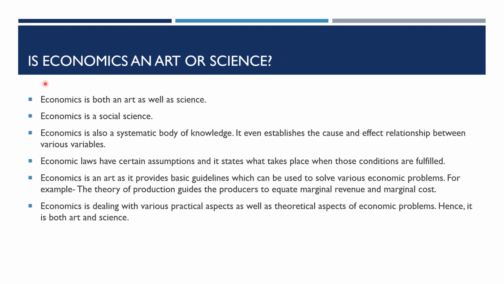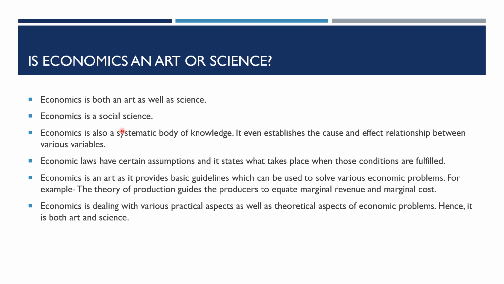Now the question is, is economics an art or science? We have seen the definition of economics, we have seen the scope and the branches of economics. So now we need to figure out what economics is. Is it coming under arts or under science? The answer to this question is that economics is both an art as well as a science. And under science, it comes under social science.